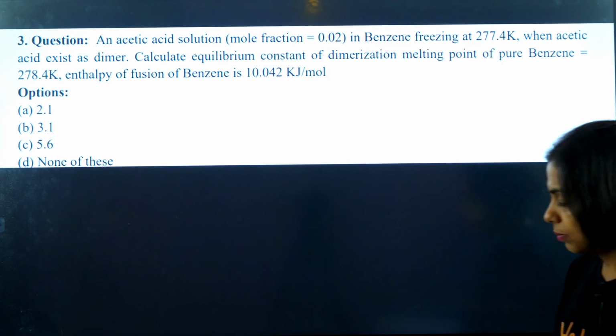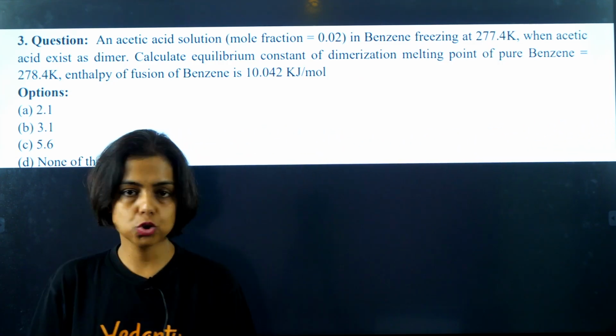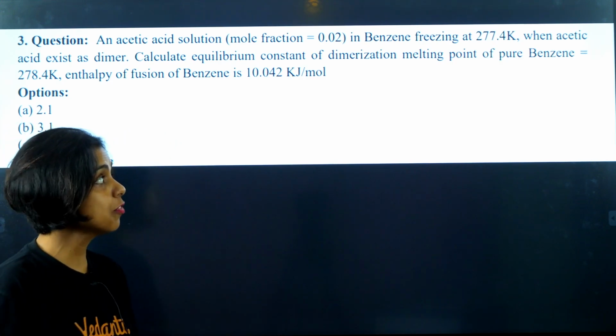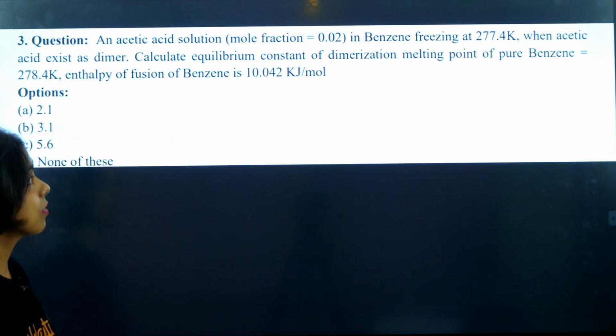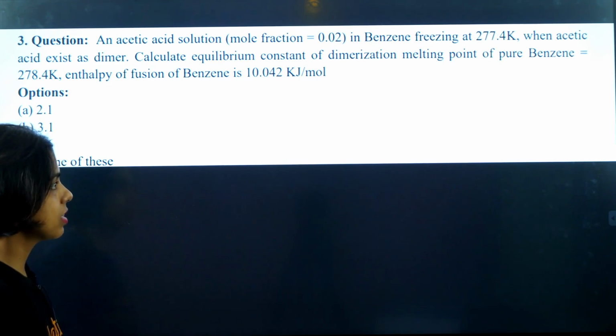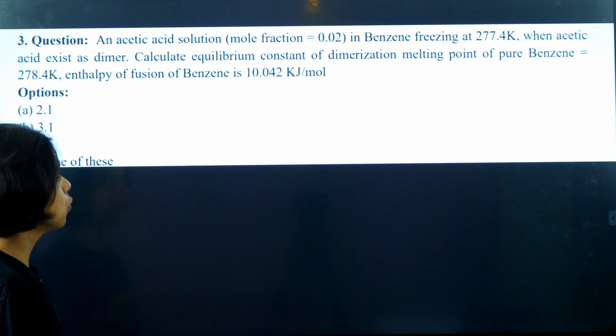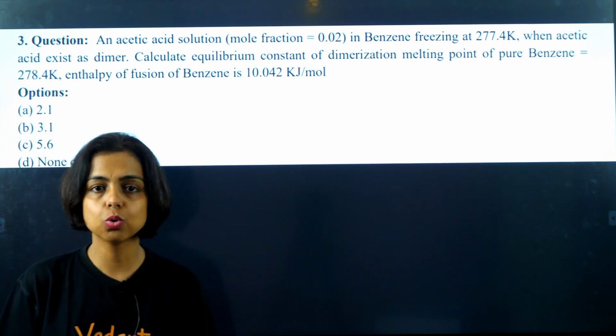Now the next question. An acetic acid solution with mole fraction 0.02 in benzene freezes at 277.4 Kelvin. When acetic acid exists as a dimer, calculate the equilibrium constant of dimerization, where the melting point of pure benzene is given. The enthalpy of fusion of benzene is also given.